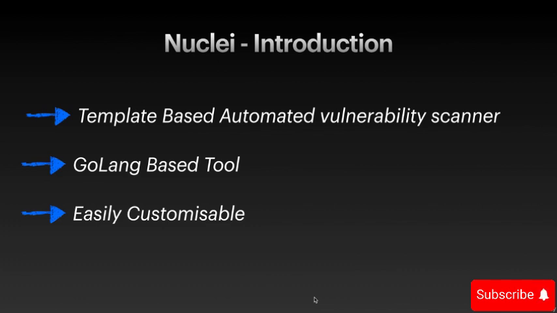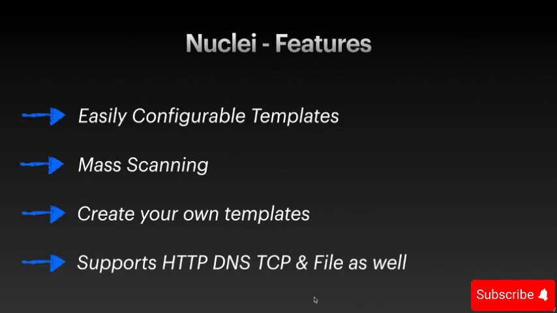So nuclei is a template-based automation vulnerability scanner with 0 false positives. The tool is written in Go language and it is easily customizable with the help of the nuclei templates.